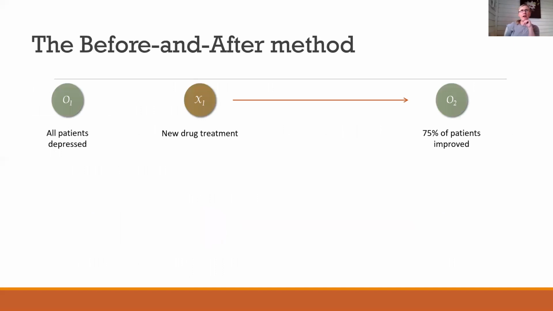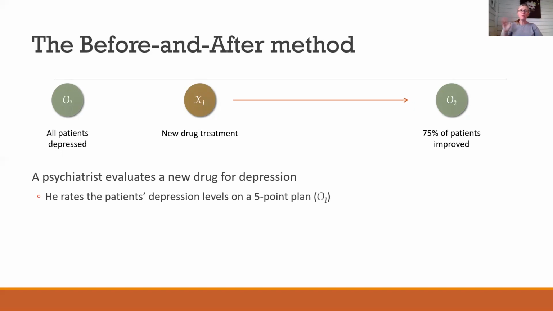Let's use an example about pharmacology. A psychiatrist might be enrolled in a study looking at a new drug, and he's going to give it to his own patients in order to get some data on if this drug is effective or not. So he calls patients into his office, and at time 1, all his patients meet criteria for depression. He rates them individually on a scale from 1 to 5. So all patients at time 1 have met criteria for depression, and they're scaled on a 1 to 5 scale.